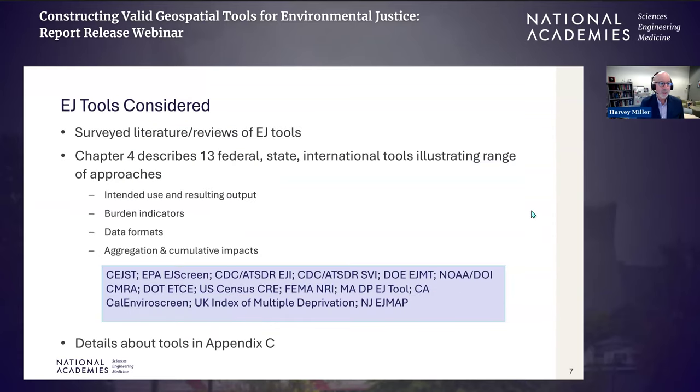Next slide, please. So part of our statement of task was to consider existing EJ tools, how they're conceptualized and constructed. And this is one of the first tasks that the committee took on. We looked at 13 federal, state, and international tools illustrating a range of approaches to measuring environmental justice and community disadvantage, including the intended use and resulting output, the type of burden indicators, data formats, and aggregation and cumulative impacts. And you could see on the screen there a list of some of the acronyms corresponding to the 13 tools that we looked at. And there are lots of details in the report about these tools in Appendix C.